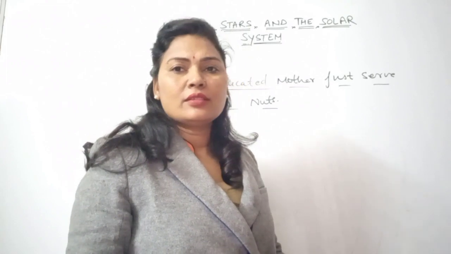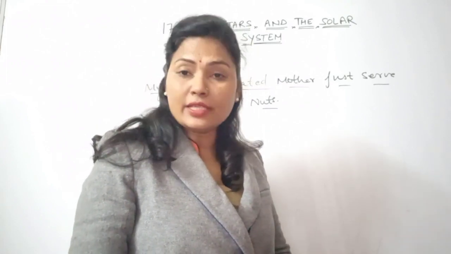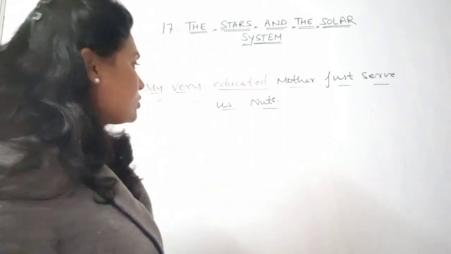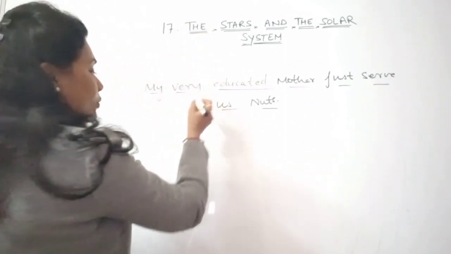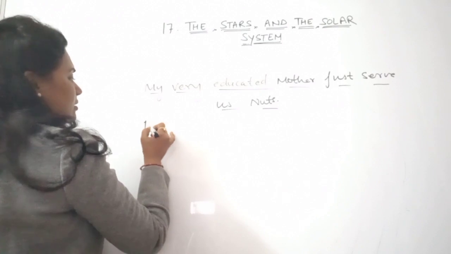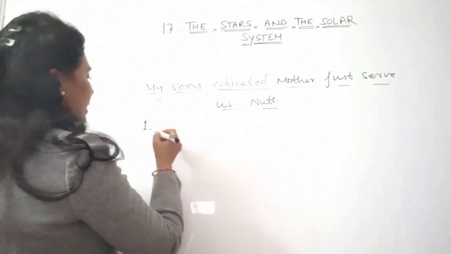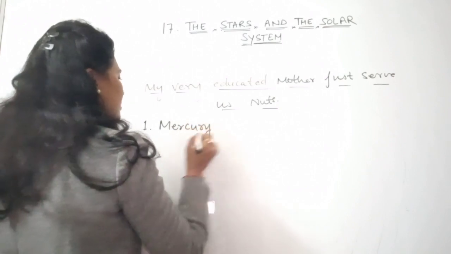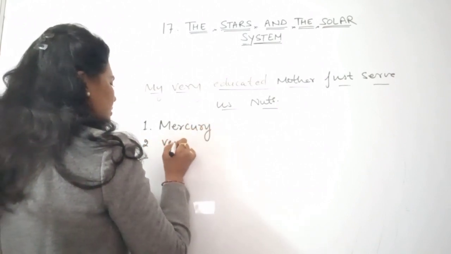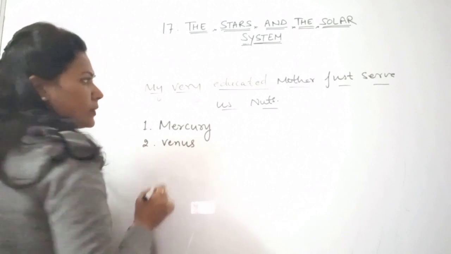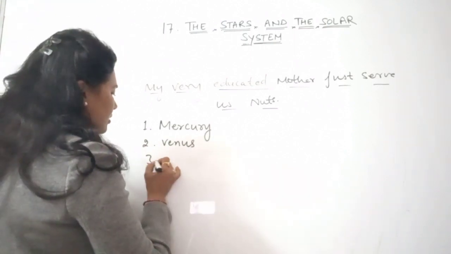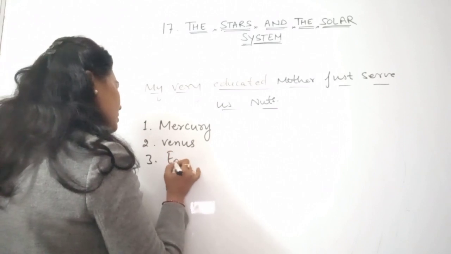Let us write these 8 planets, and after that we will discuss them one by one. So the first planet is Mercury. We'll write here Mercury, then Venus, then Earth. Third is Earth.